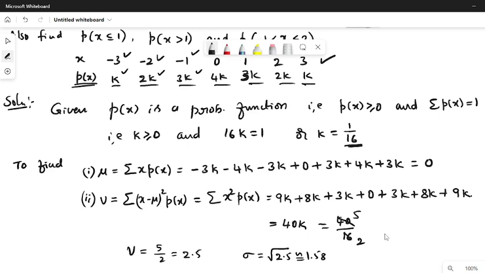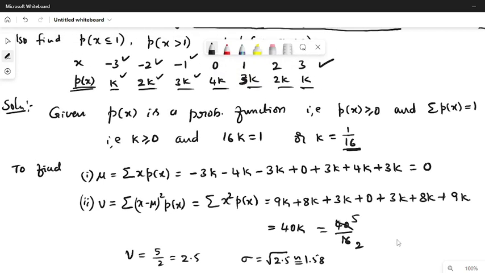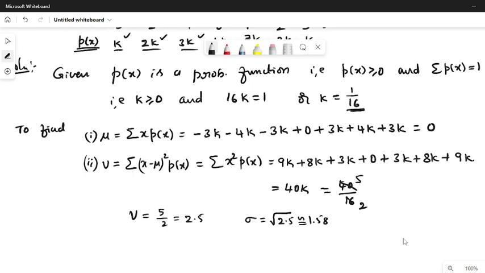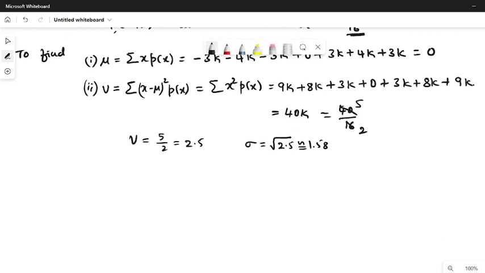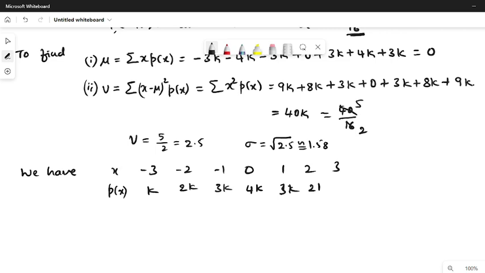So finally, we need to determine p of x less than or equal to 1, p of x greater than 1, and p of minus 1 less than x less than or equal to 2. So to determine that, let us write down the distribution again. We have x, p of x, x values minus 3, minus 2, minus 1, 0, 1, 2, 3. So here k, 2k, 3k, 4k, 3k again, 2k, k.